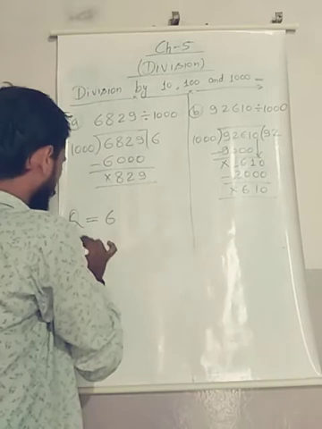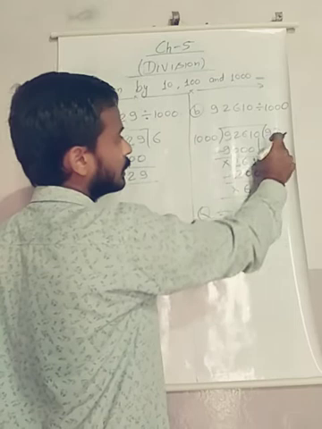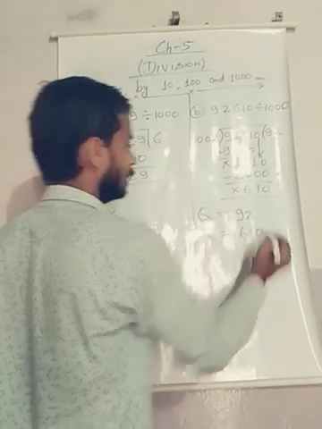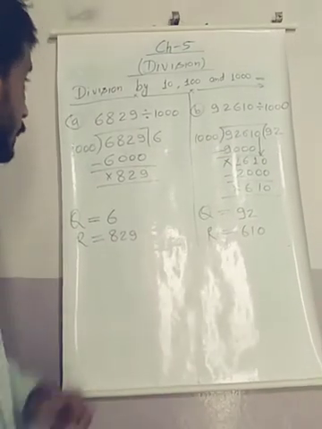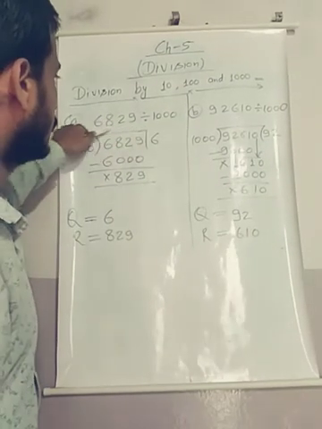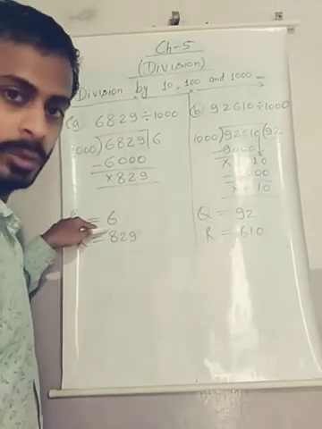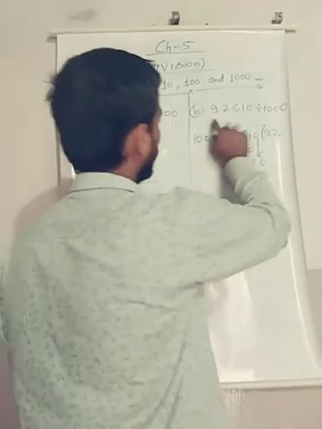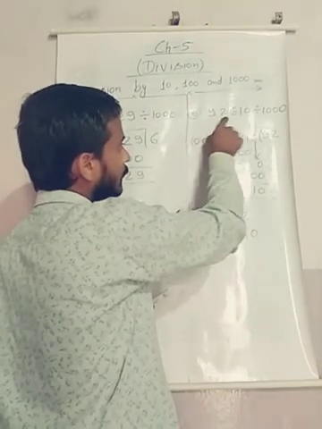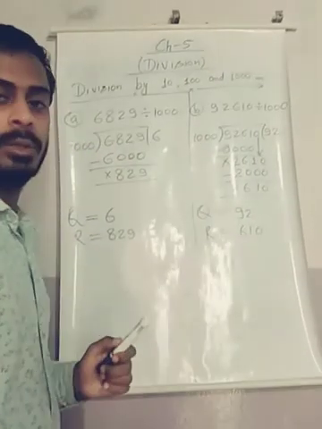See the quotient in this one. Quotient is 6 and remainder is 829. In this question, quotient equals 92 and remainder is 610. See the last three digits. In this case, the last three digits 8, 2 and 9 are remainder and this 6 is quotient. And in B, 610 is remainder and the rest, 92, is quotient. Is it clear? Now I'm going to take a third example.